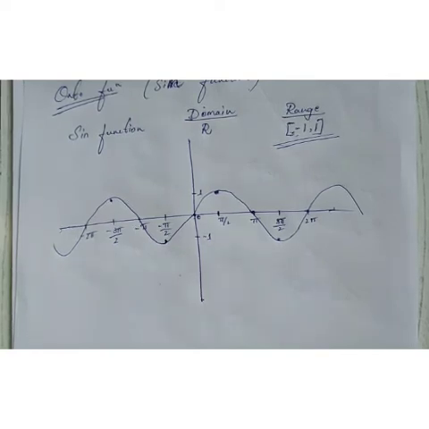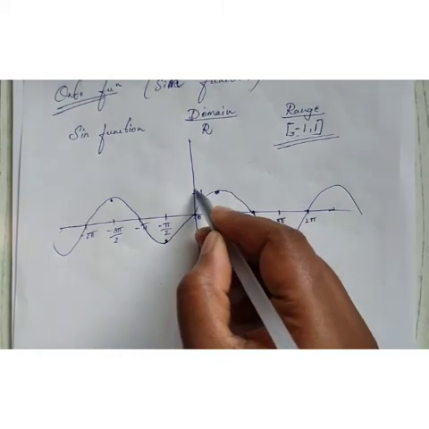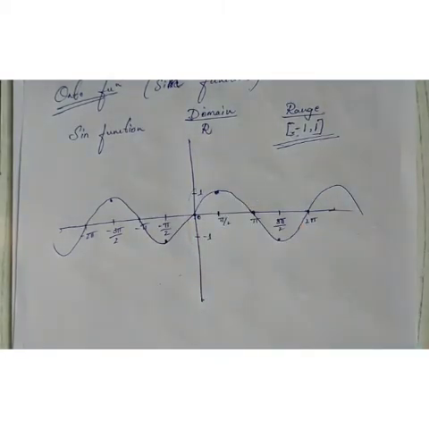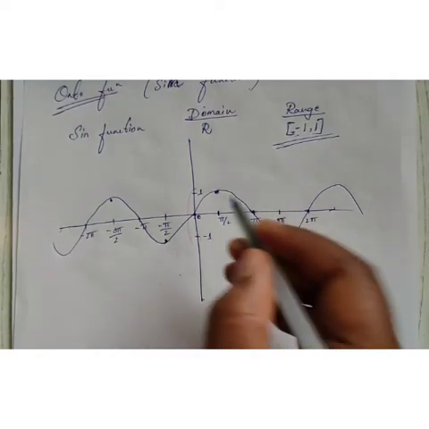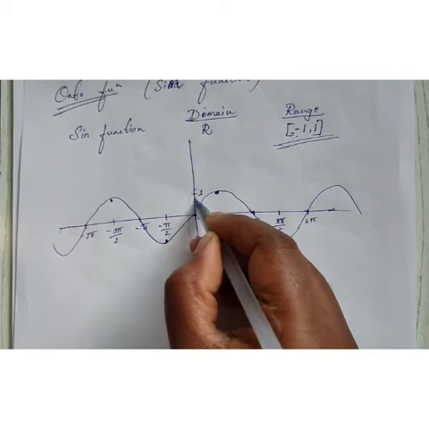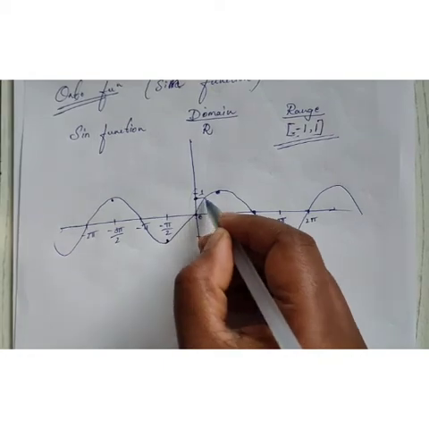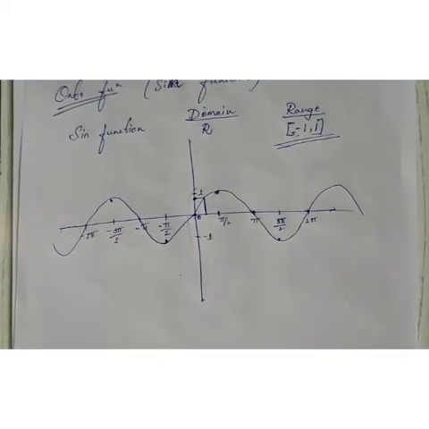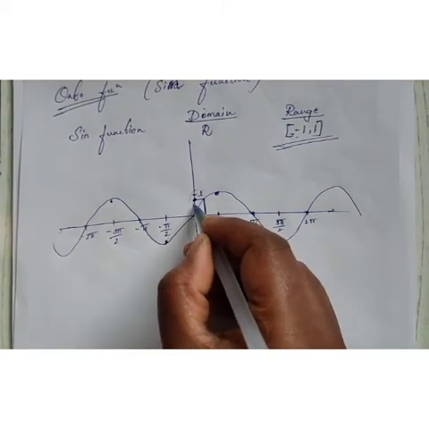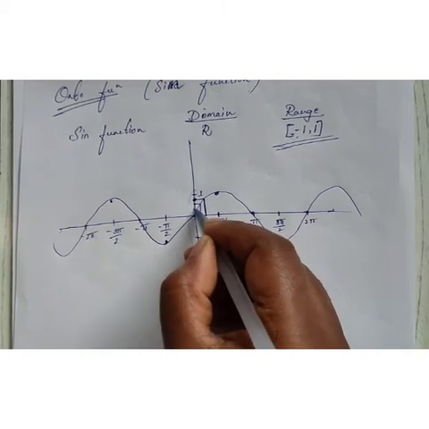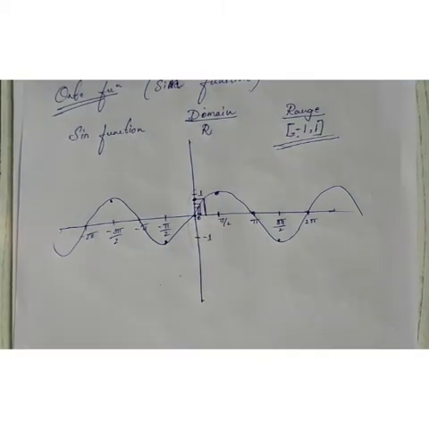Now to check whether this is an onto function, we know that the range of the sine function lies from -1 to 1, right? If we consider any point on the y-axis, anywhere between -1 and 1, there we will get a corresponding value of x. If you consider a point over here, you'll get a different value of x, and here also a different value of x. Therefore you can say that the function is an onto function.